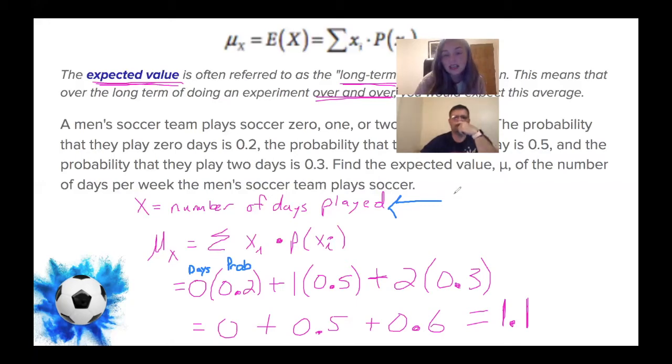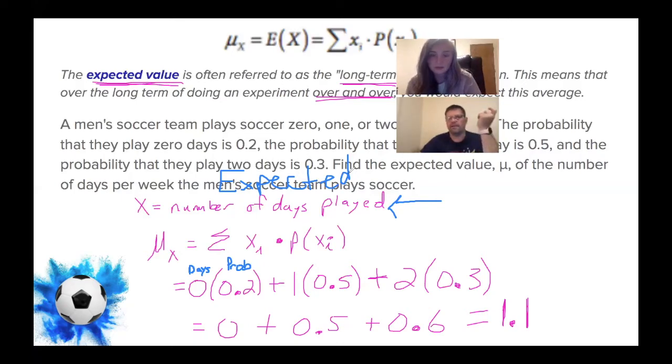You're finding the expected number of days played. You should be writing this. So is it okay that I have a number bigger than 1? Well, and is it okay that I have a number that has a decimal point? Because I can't have 1.1 something. And first of all, right, so that's 1.1 days, right? Yes.